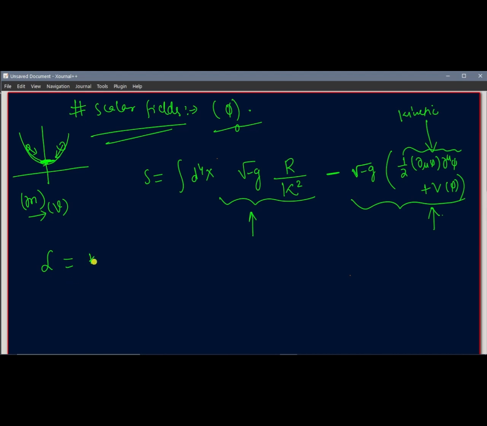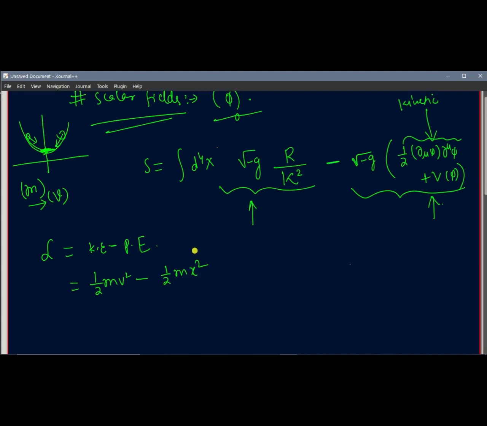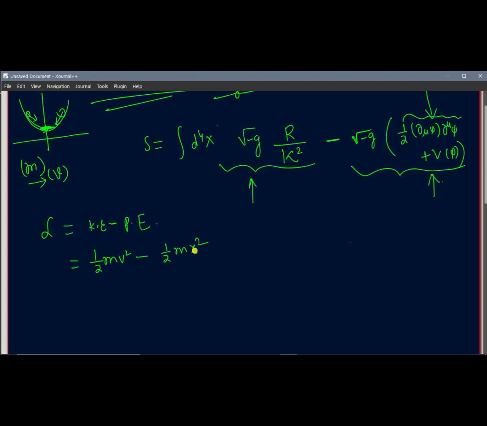So the Lagrangian is kinetic energy minus potential energy. We can simply write it: (1/2)mv² minus (1/2)mx². We can also say that mass is not a very great quantity, therefore mass can be 1. So I can simply write (1/2)v² minus (1/2)x². Yeah, correct. But velocity, we know, is what? The time derivative, dx/dt, gives you the velocity.